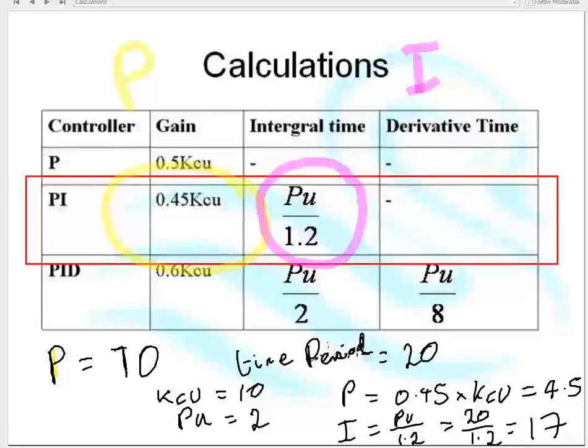It's a lovely method. It gives you good values on the whole, but you're not allowed to use it. Shame, really. So they're the three methods of tuning. Trial and error, open loop bump, which is the one we should use in the field, and sustained oscillation.